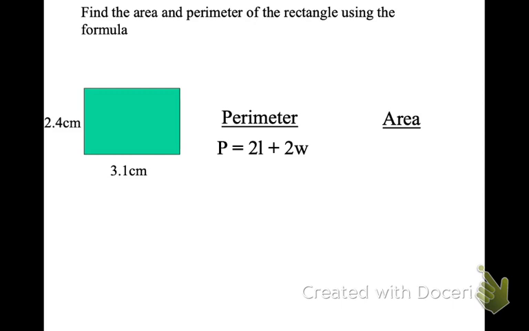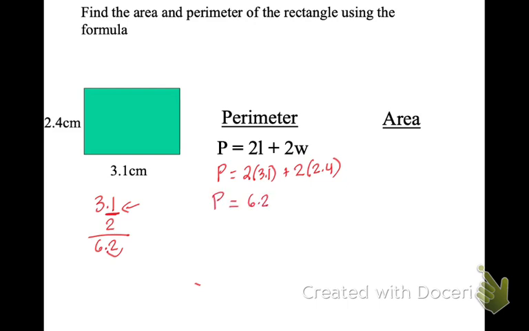Add a little decimal here, so we have P equals 2 times 3 and 1/10 plus 2 times 2 and 4/10. Now I'm going to remind you, the way we multiply decimals is we just multiply like normal. And then we count decimal digits. And so I move over 1 decimal digit because there's 1 decimal digit here. And so my answer here is P equals 6 and 2/10.